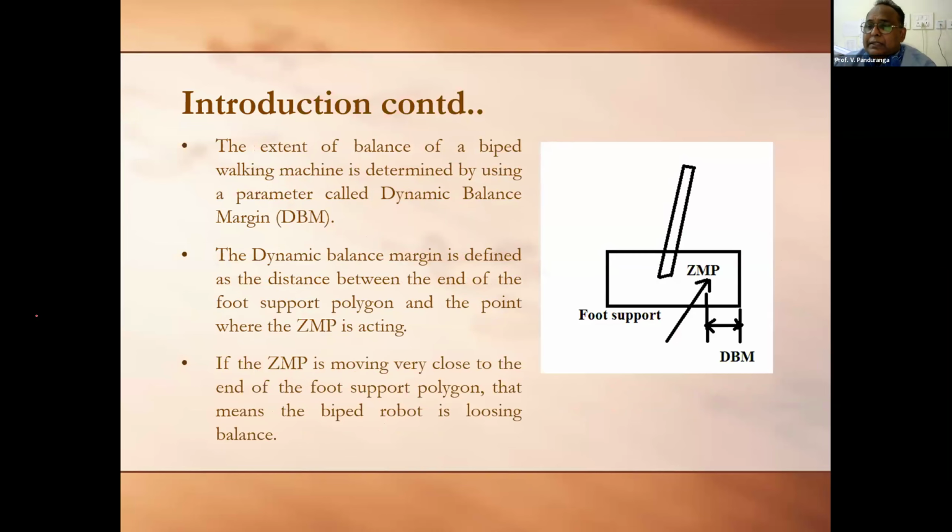So once again, this is the diagram which I have drawn. Assume that it is the support foot.